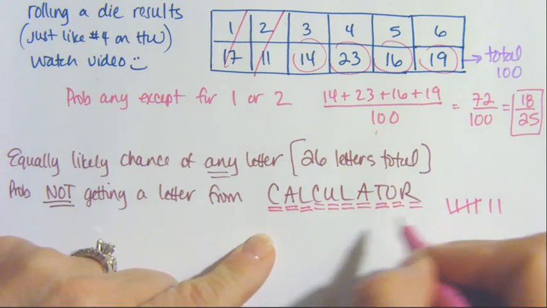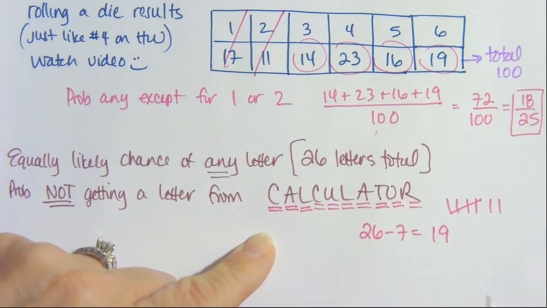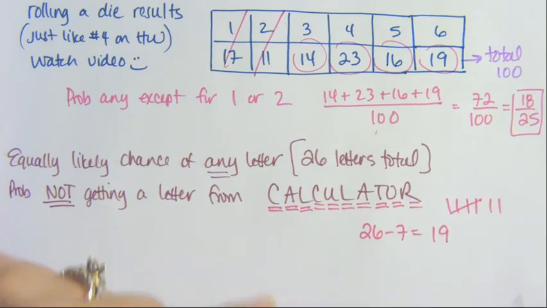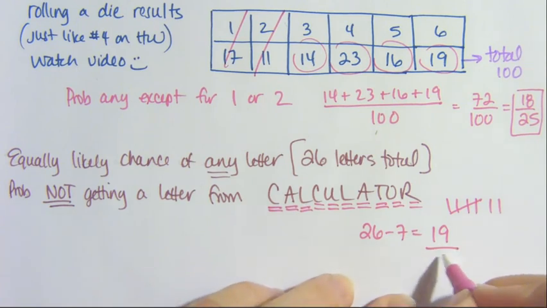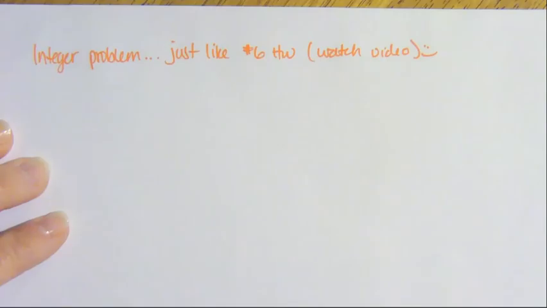I don't want to get one of those letters. You're going to have to do 26 minus 7 to get 19. There's 19 different letters in the alphabet. So 19 out of 26. And then that fraction does not reduce. But that's how you would do that one.